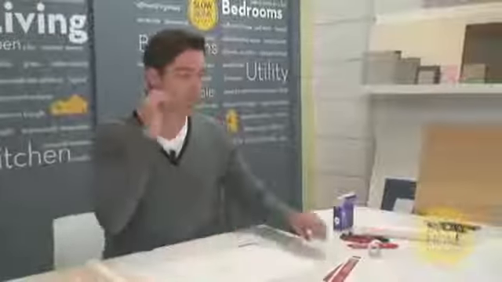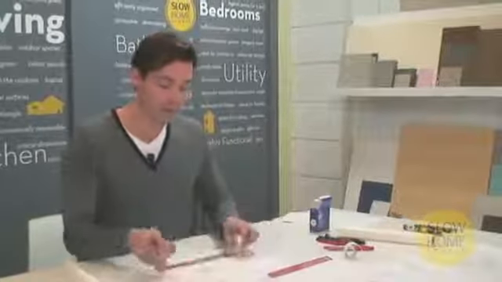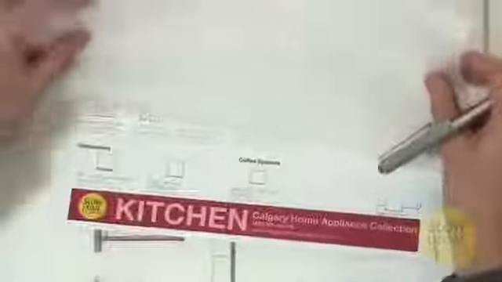Now I'm going to use the templates to locate some of the appliances and fixtures. So the two things that I'm going to work on today are the sink and the cooktop. So I've got one template that has a whole bunch of different cooktops on it. And I'm going to take a smaller piece of trace, and I'm just going to trace the outline of the cooktop that I'm going to use. I'm going to use this induction cooktop down here.